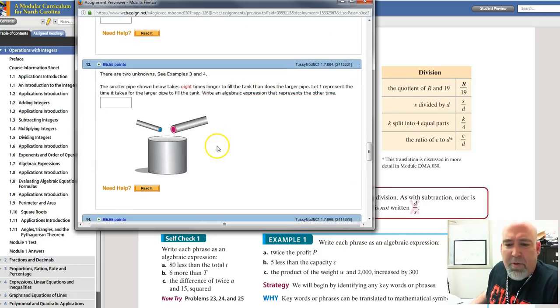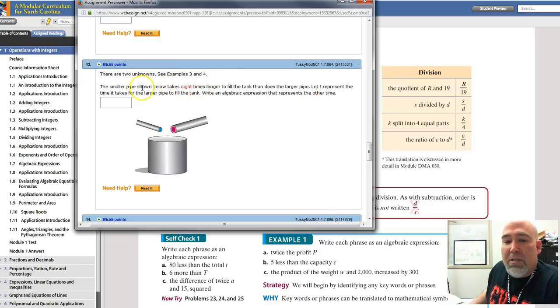On number 13, it's a word problem, and so in later sections we'll have to solve these. But right now it's just setting up what the expression is going to be. So I have two unknowns. The smaller pipe below takes 8 times longer to fill the tank. That makes sense. If it's a smaller hole, it's going to take a lot longer than the larger pipe, assuming that both pressure coming out of the pipes are the same. I let T represent the time it takes for the larger pipe to fill the tank. Write an algebraic expression that represents the other time.